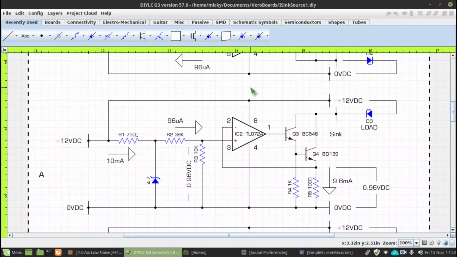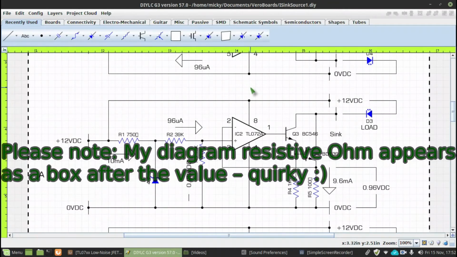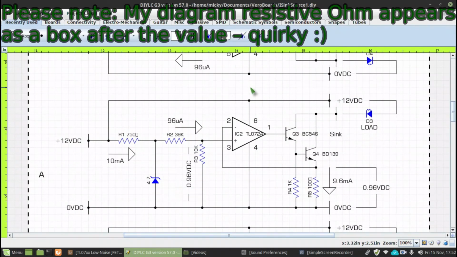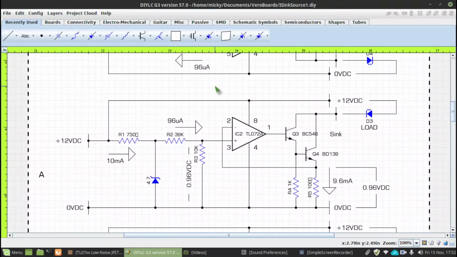The design I've come up with here runs on 12 volts DC. It has on its output a transistor BD139, a driver transistor BC546, and a Zener diode reference. You can see the circuit here, it's circuit A.